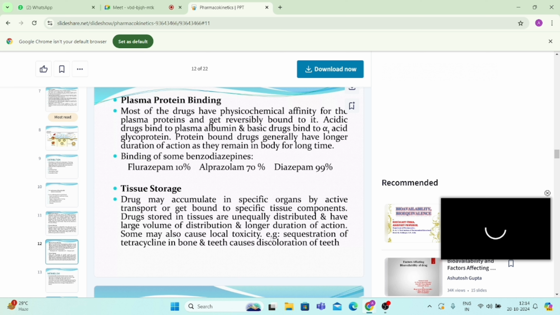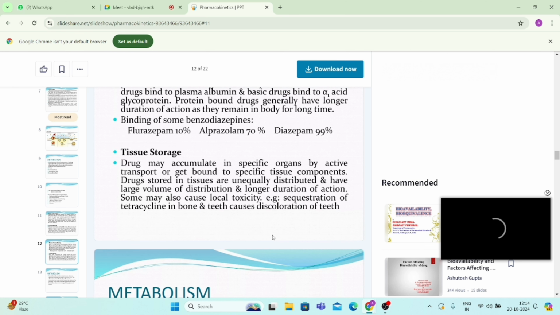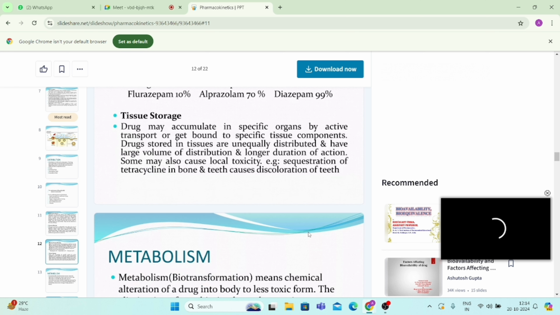If drugs accumulate like that, it may cause mild toxicity, and even some side effects can be caused. Coming to mild or site-specific toxicity, we have sequestration of tetracycline in bone and teeth. If tetracyclines accumulate in your buccal cavity, it causes discolorization of the teeth. The teeth may turn yellow or brownish.